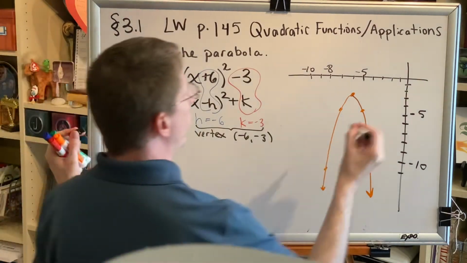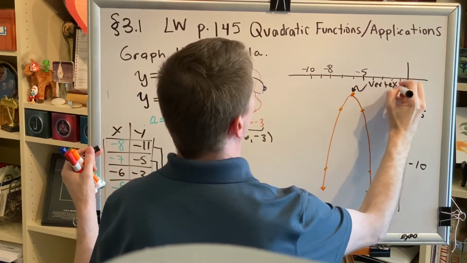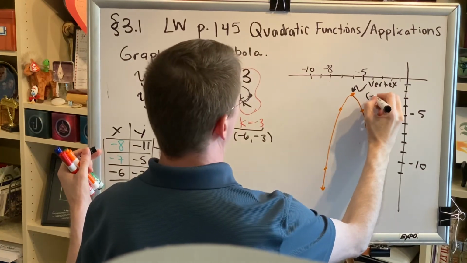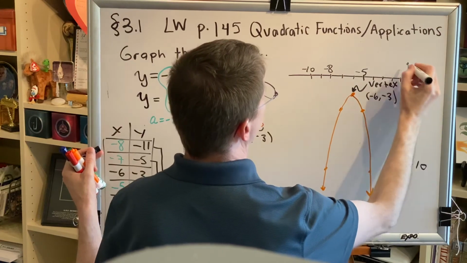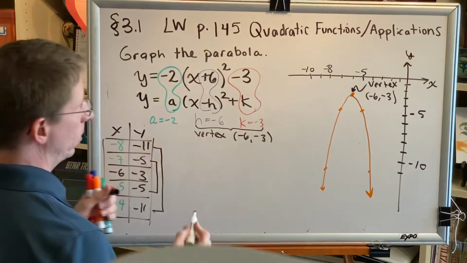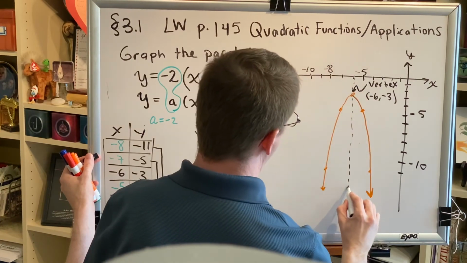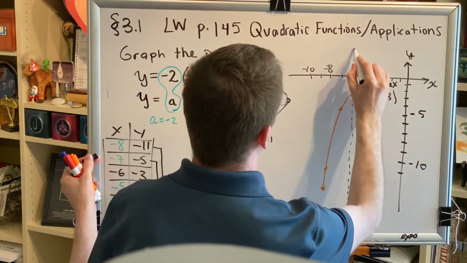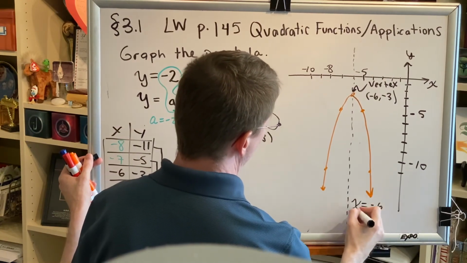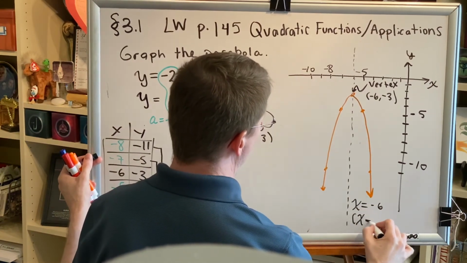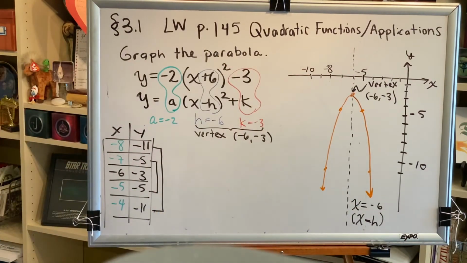Okay, this point right here is our vertex. It's the point (negative 6, negative 3). This is the x-axis, this is the y-axis. And the vertical line through the vertex, called the axis of symmetry, for this problem is x equals negative 6. Remember, it's always x equals h. For this problem, h is negative 6, so we get x equals negative 6.